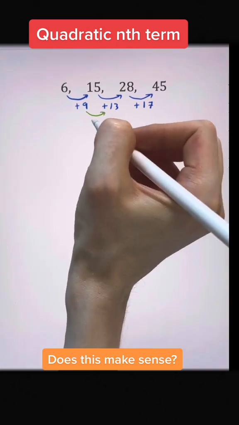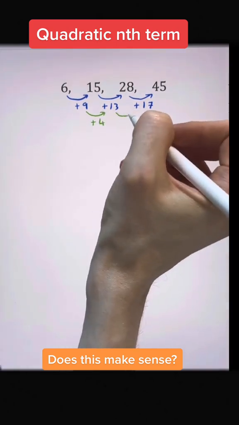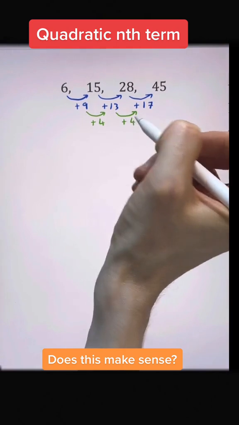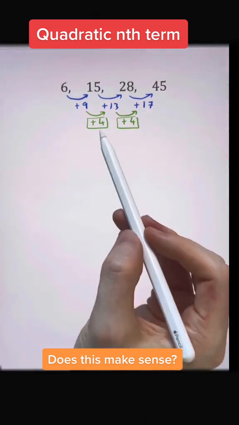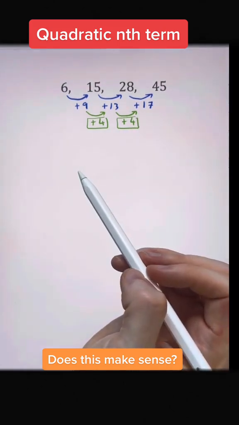How do we get from 9 to 13? We've added on 4. How do I get from 13 to 17? Again, I've added on 4. We should notice our second difference in a quadratic sequence will always be consistent. Here our second difference is plus 4.